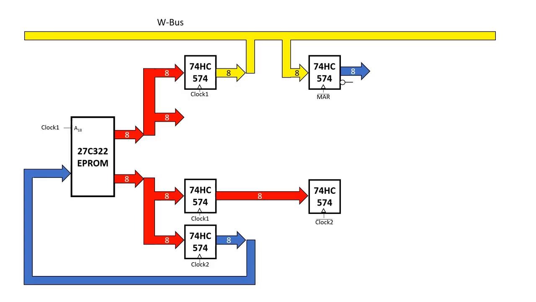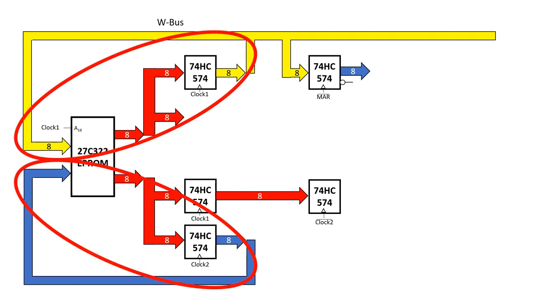Back to our block diagram. The state machine also needs to receive input from the W bus, so I'm going to connect it here to the address lines on the EEPROM. This may lead you to wonder, what's the difference between this feedback loop here in blue and this upper feedback loop in yellow? The major difference is due to the output enable on the chips.